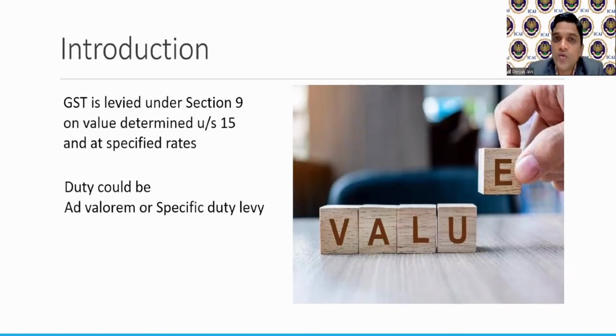So on what value I make a transaction, on that duty could be charged, or it could be a specific duty. Specific duty means it will not be based on the value. It will be based on some other variable which is other than value. Like example of cigarettes. Cigarettes are sold, so the excise duty was charged not on the value of the cigarettes, but on the size of the cigarettes. So if it was 15 mm, then the excise duty was this much. If it was 20 mm, then the excise duty was based on the length. So it was not based on the value, it was based on the product. That is called specific duty.